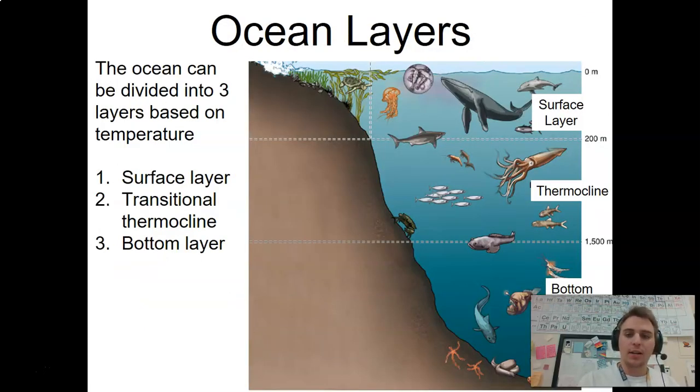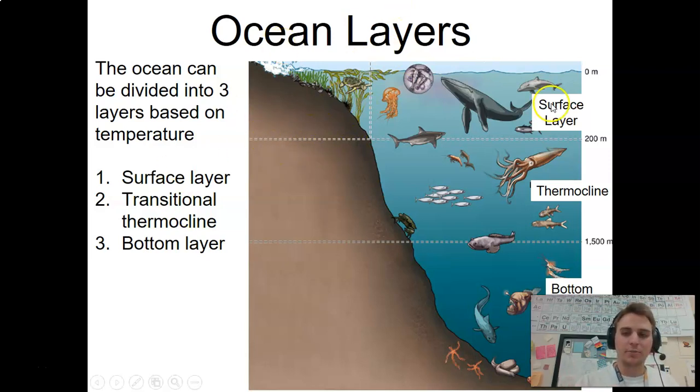Okay, so the ocean can be divided into a number of layers. Three basic layers based on temperature. This is actually how we divide our ocean, usually based on temperature. A lot of people think it's based on light, and there are divisions based on light, but it's temperature that we're going to be worried about for this video.